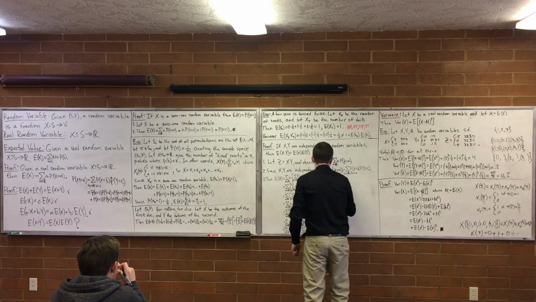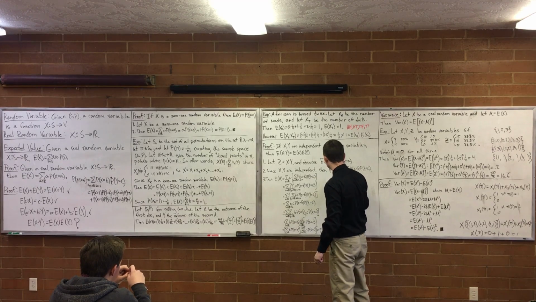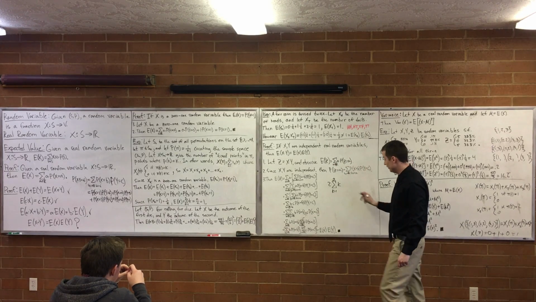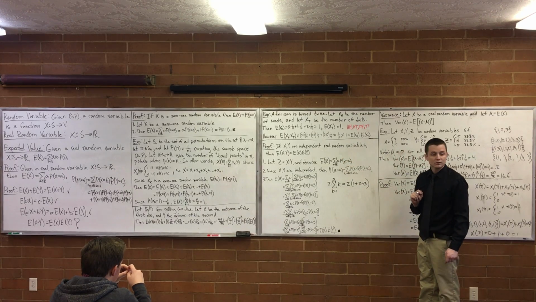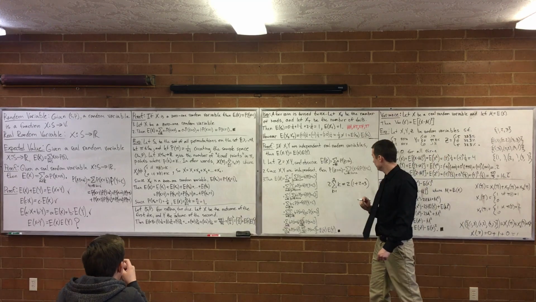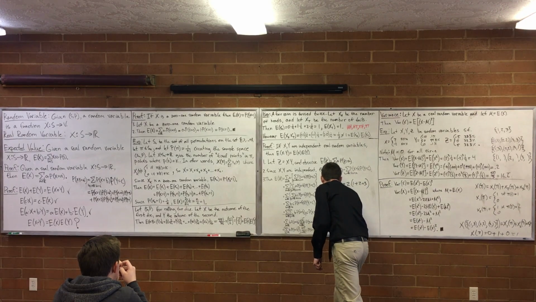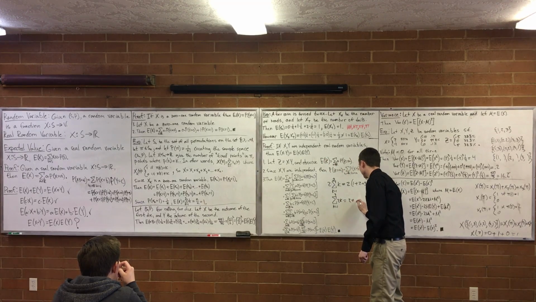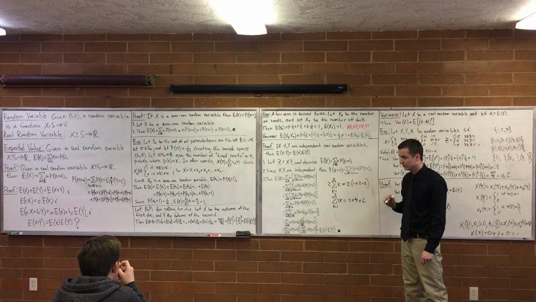So if I have 2 times the sum from K equals 1 to, where should we end? 3? K equals 1 to 3 of K. This is equal to 2 times 1 plus 2 plus 3, right? And I'm saying that is identical to the sum from K equals 1 to 3 of 2k. That's equal to 2 plus 4 plus 6. We just distributed the 2 to all the terms.